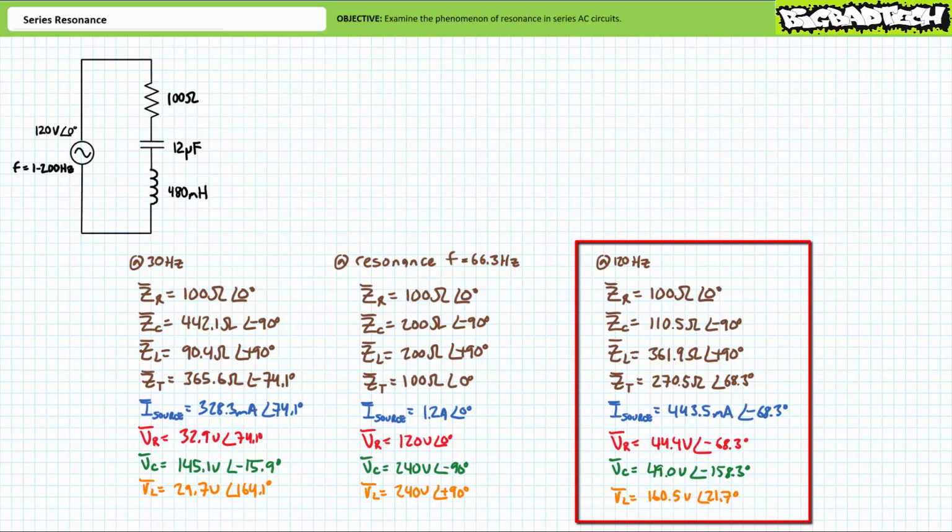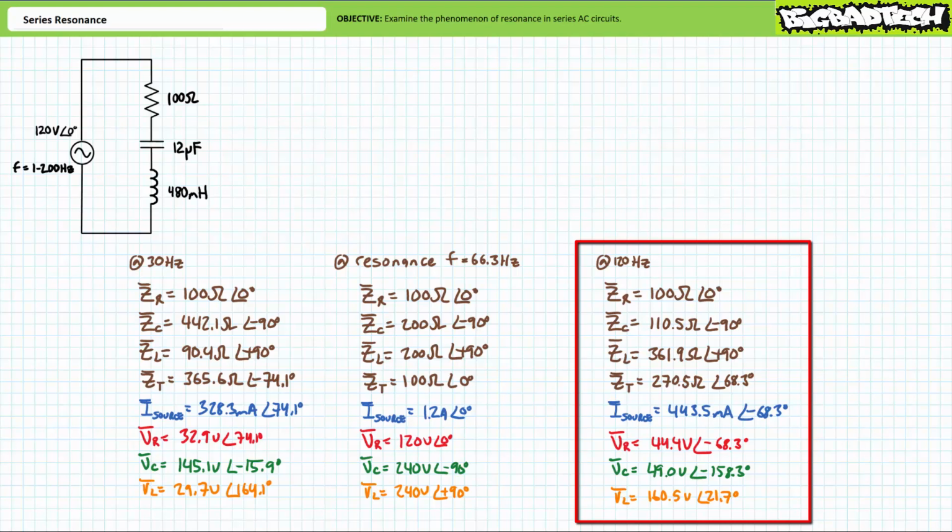Given this is a series circuit with a single path for current, it can be said 443.5 milliamperes at an angle of negative 68.3 degrees flows through all 3 elements forming this series connection. IR equals 443.5 milliamperes at an angle of negative 68.3 degrees, as does IC and IL. Let's now examine voltage distribution within this series circuit at the increased excitation frequency of 120 Hz.